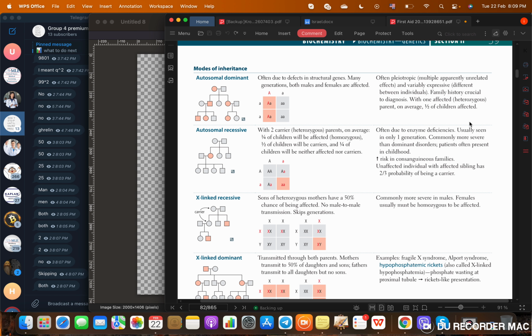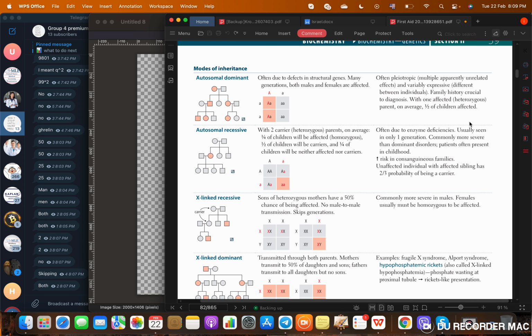They also write here: often due to an enzymatic defect, usually seen only in one generation, and commonly more severe than a dominant disorder. Patients often present in childhood. This is good. Remember, please, all of the dominant diseases have late presentation.